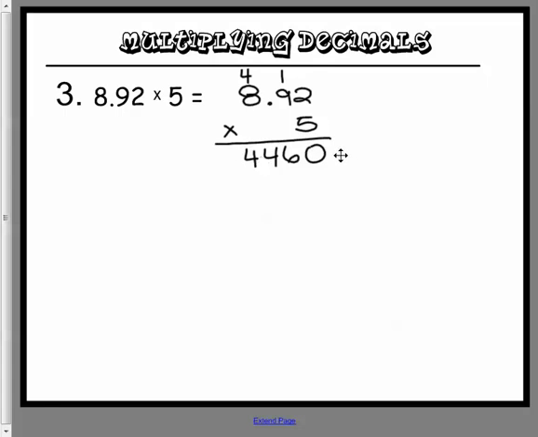So this is my answer, but I've got to count the decimal places. There's 1, 2, and this is the hundredths place. So it's the hundredths down here because there were no decimal points with the 5. So my answer is 44, and I don't need this 0 here, so it's just 6/10.